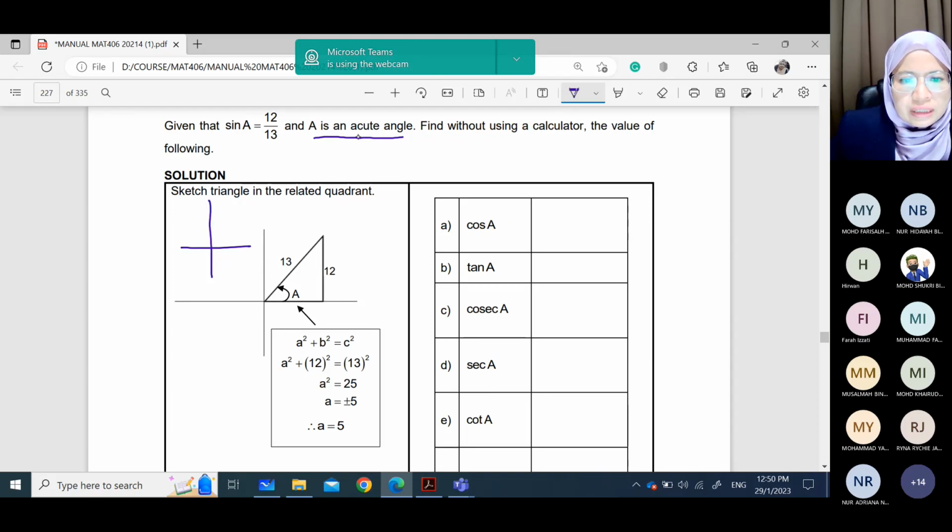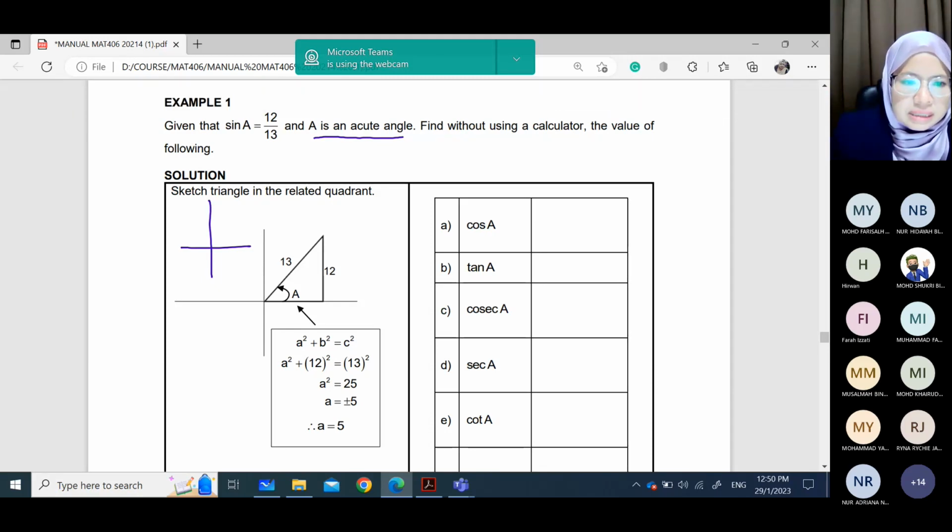Okay. So dia kata acute angle. So bila acute angle maknanya dia punya angle in between 0 to 90 degrees. Okay. So this one, kita boleh katakan kat sini lah. So ini kalau angle kita. So you tarik ke bawah dan dia akan bentuk satu segitiga bersudut tegak. Alright. So dia kata sin A is 12 over 13. So kita tahu sin A is based on opposite over hypotenuse. Okay. Opposite over hypotenuse. So opposite di angle kita. So opposite di sini. So opposite is 12. Hypotenuse kat sini adalah 13.